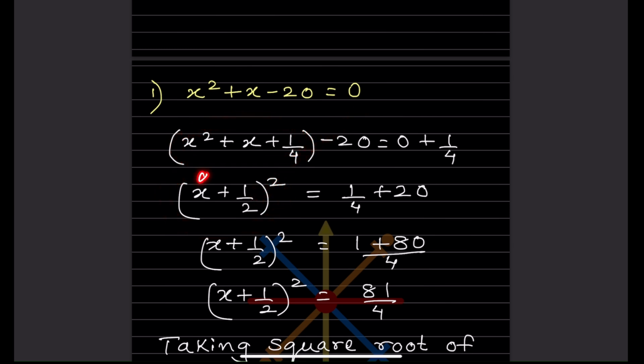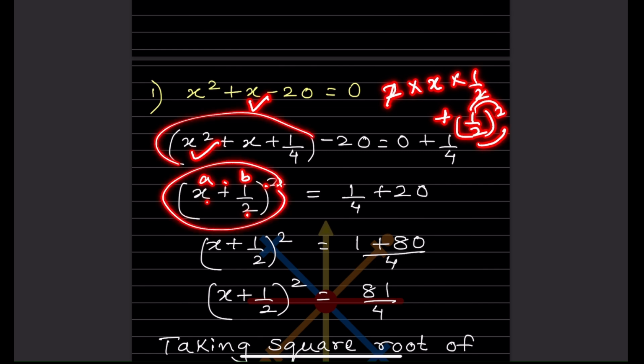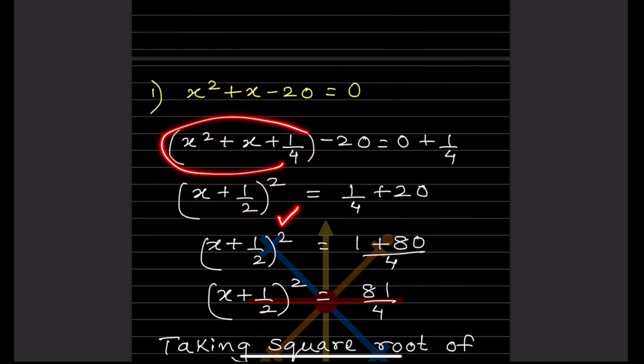Now if I do this, this is a plus b whole bracket square. So a square, this is a and this is b, that will be x square. Then 2ab, that means 2, a is x and b is 1 by 2. When we cancel this 2 and 2, what do we get here? x. Then plus b square, that will be 1 by 2 square, what will be that? 1 by 4. Hope you got this one. So when we expand this one, you get this one. So this is in the form of a plus b whole bracket square.